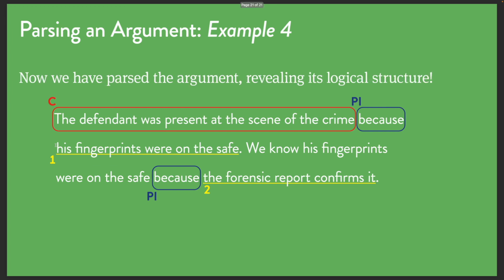And again, there it is. There's our logical structure. We've identified the main thing being shown, the conclusion, and then two reasons given, the fingerprints on the safe and the forensic report confirming that. All right, and so that's it for doing the basic argument parsing examples here.